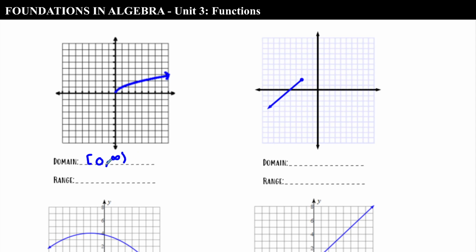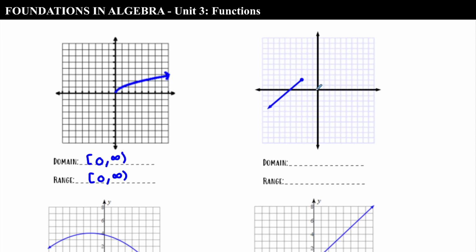Now if you were to write infinity to 0, that would be wrong. You have to start from least to greatest when you write domain and range. Your range is going to be similar, 0 to infinity, because this arrow is not only going right, it's also going up. If we were to trace this and continue on, it would continue going up forever. Okay, so we go from 0 to infinity in the y as well.